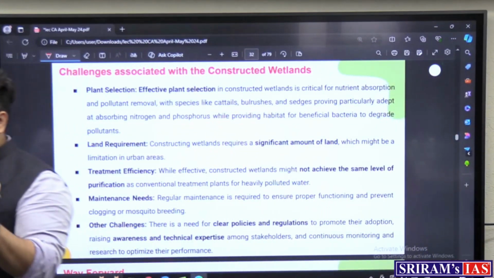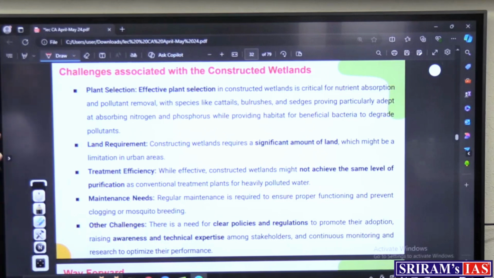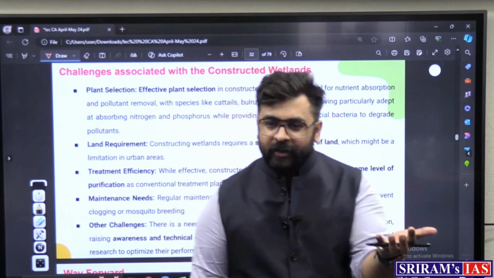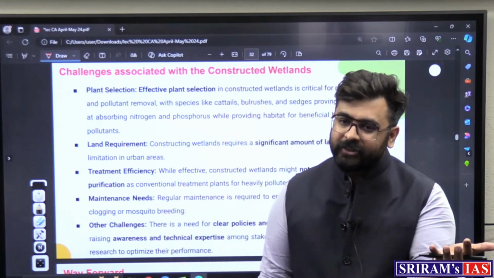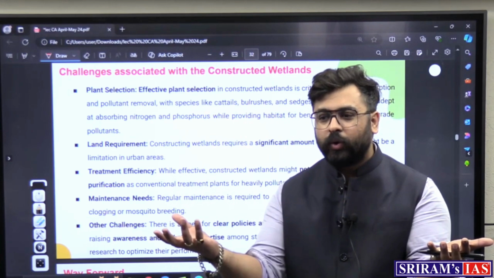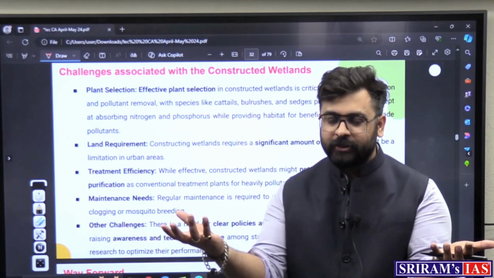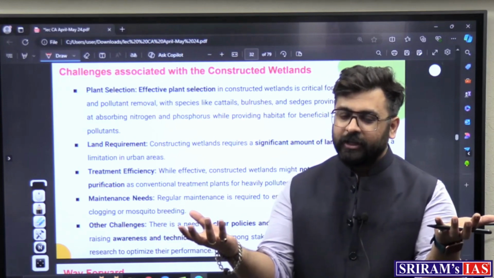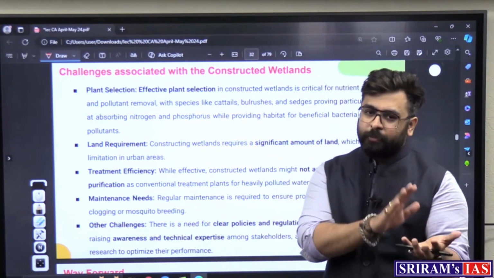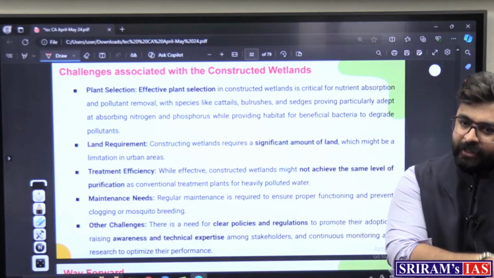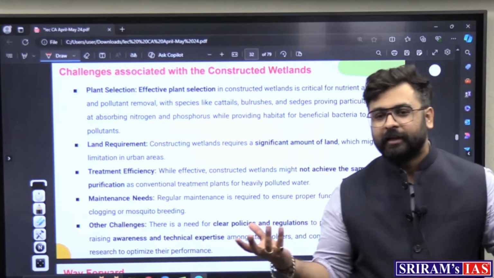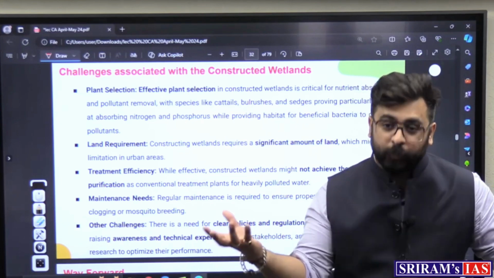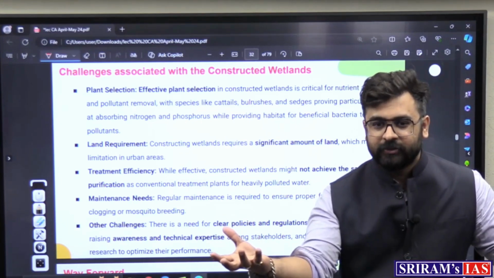What are the challenges for these constructed wetlands? First is plant selection. See, a wetland which is created by nature and a wetland that humans are managing, it cannot match what nature has created. Nature has created the best possible species that is applicable in that area. But do you think it is possible for humans to come out with the best possible species to plant in a constructed wetland?